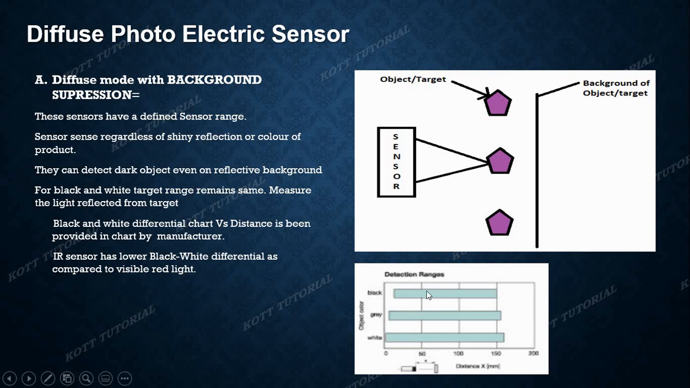So this is the main difference between a standard photoelectric sensor and the diffuse mode with background suppression sensor. In this we also have an IR sensor with much lower black and white differentiation as compared to visible red light. In this graph we have shown the background suppression method for a visible red light, but if we are using an IR sensor, the difference between the detection range of black and white may reduce even further to some extent.